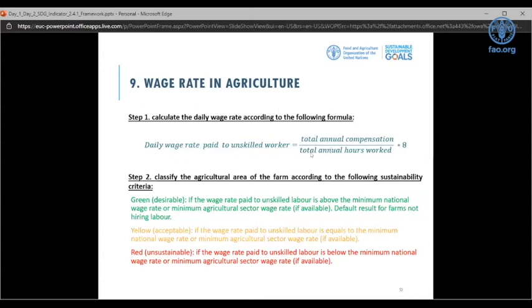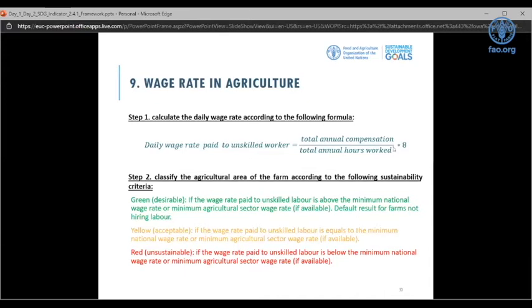We then ask him how many days or hours these unskilled workers worked on the holding, and we multiply it by 8 to convert into days, for us to estimate the daily wage rate paid to the unskilled workers. Now, whatever way the information is provided by the respondent is good enough for us. The only point we need to make sure of is the quality of the information provided.